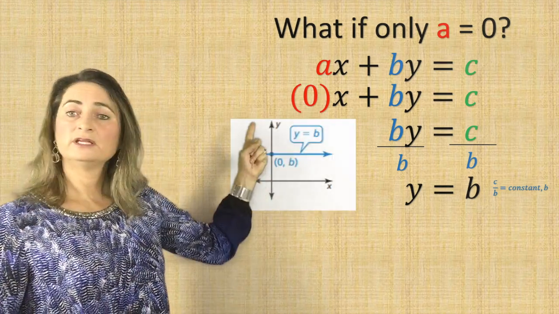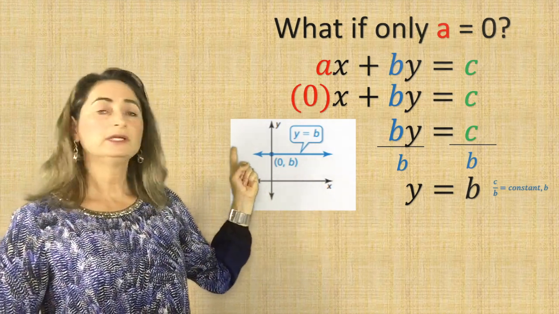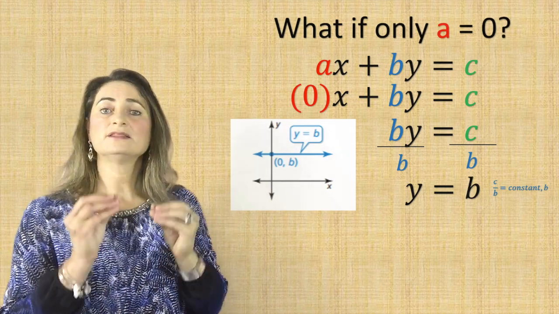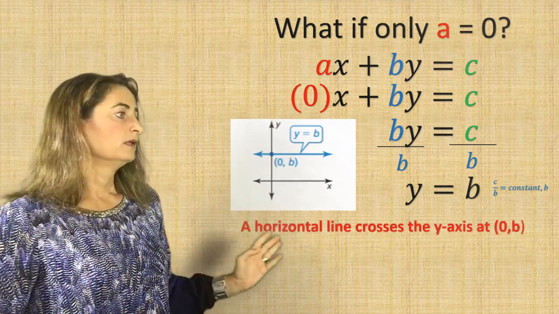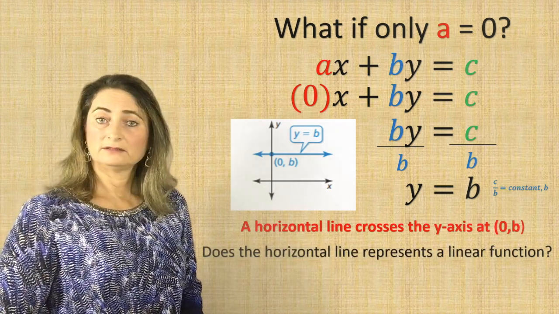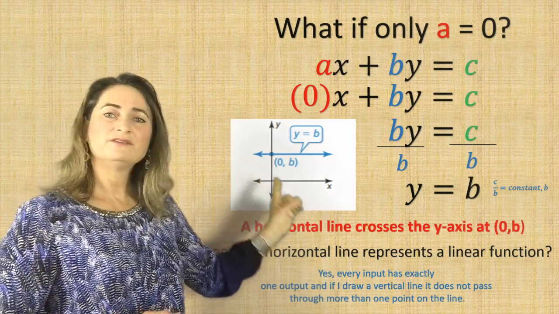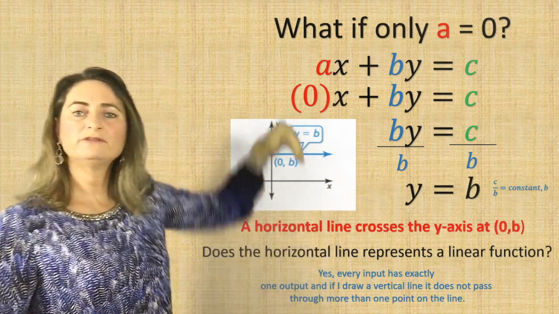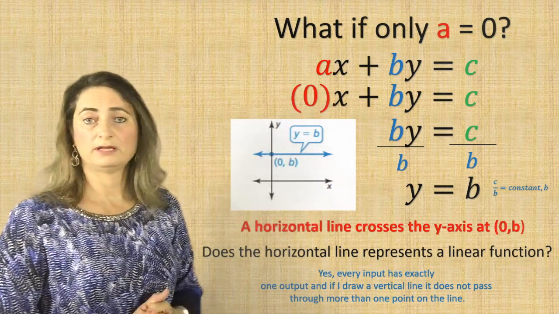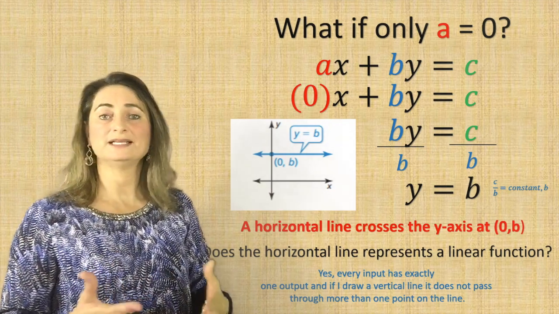Here's a graph. If you graph that line, y equals b, you will get a horizontal line crossing the y-axis at the b value. Does this horizontal line represent a linear function? Yes, because every input has exactly one output, and if I draw a vertical line on any point on that y equals b, it will not pass more than one point, so yes, it is a function.